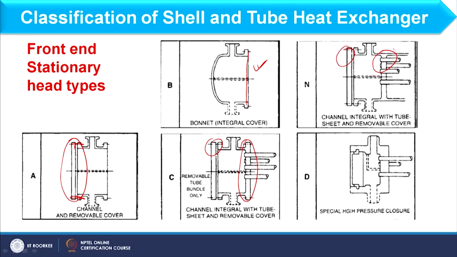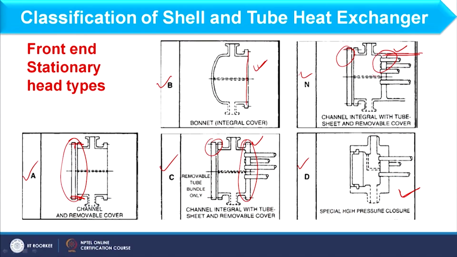But the difference between this and this is, here we have the tube sheet and here we have direct shell, right. And this is used very specially, for very high pressure fluids and high pressure closure we can consider like this. So if you consider this A, B, C, N and D, what are these? These are basically TEMA standards. If you see, TEMA C will remain only channel integral with tube sheet and removable cover. You cannot name C to any other combination, right.